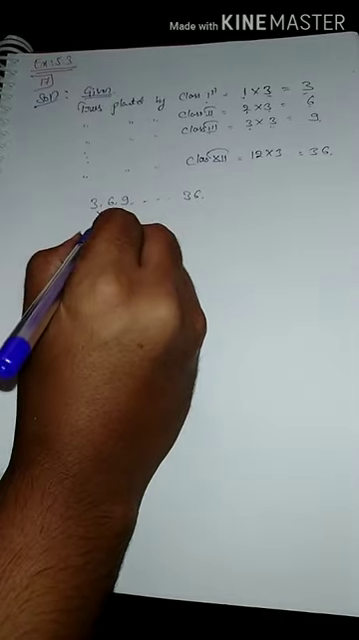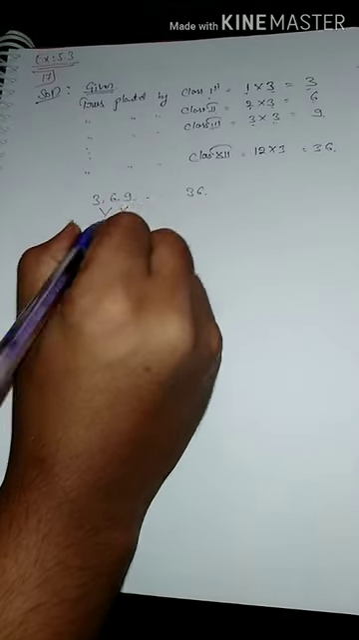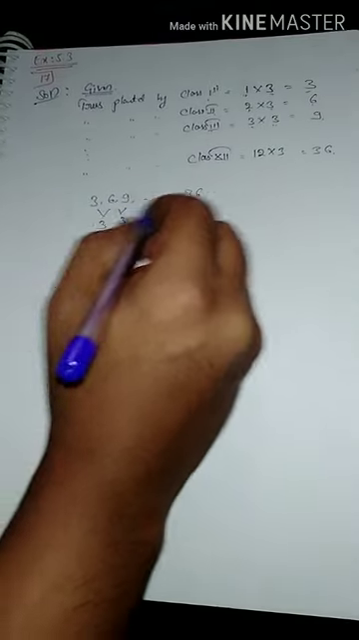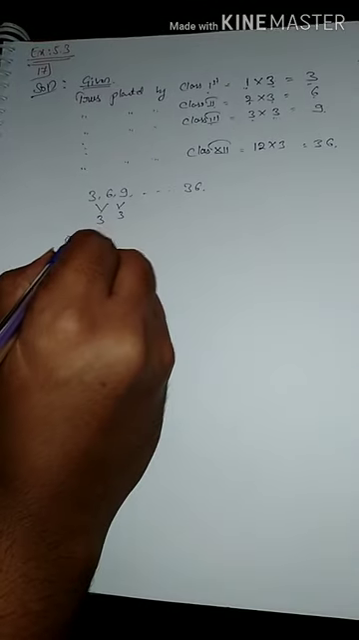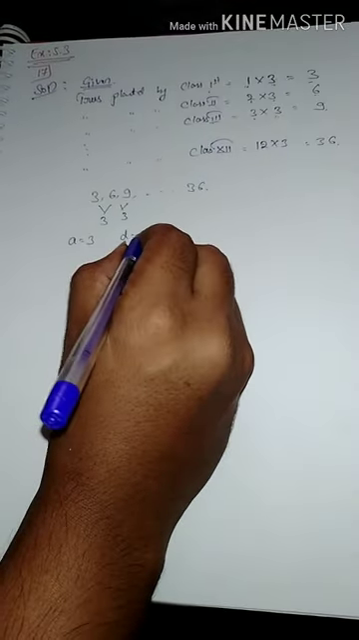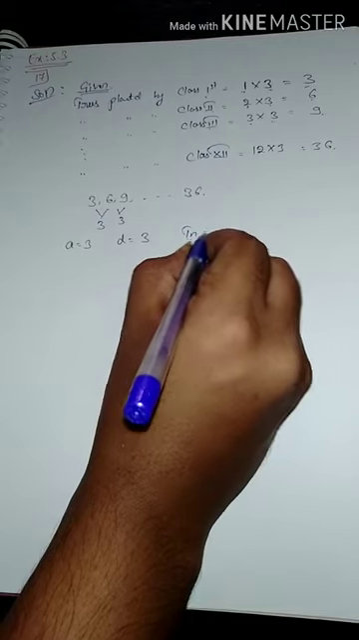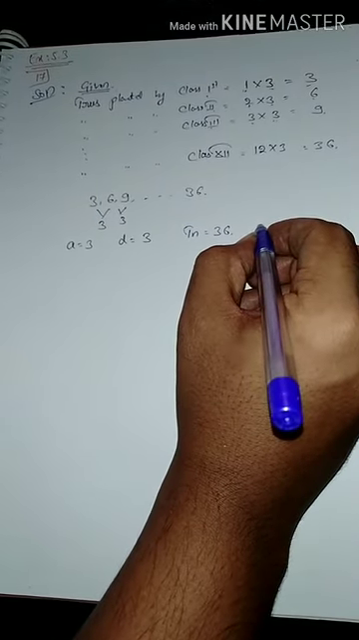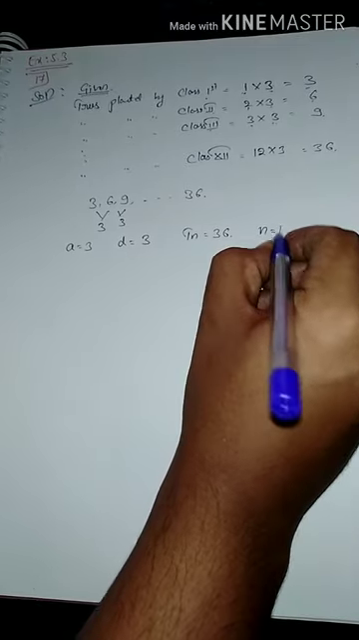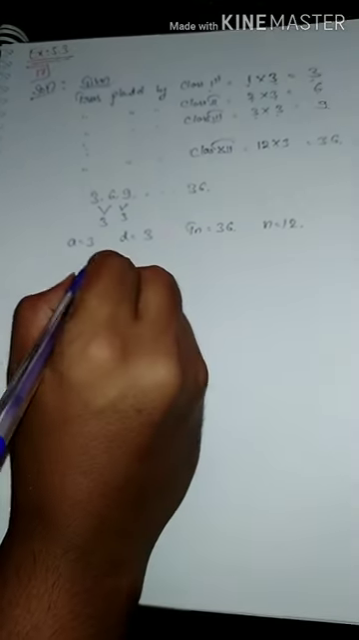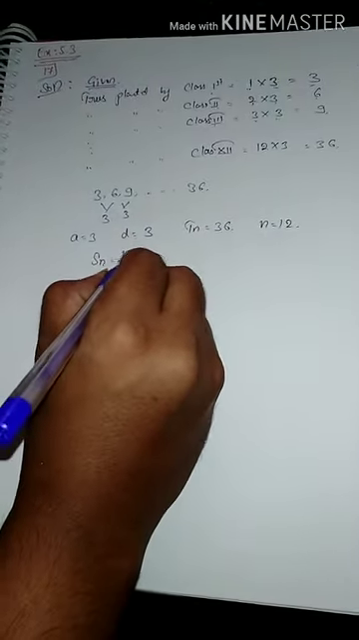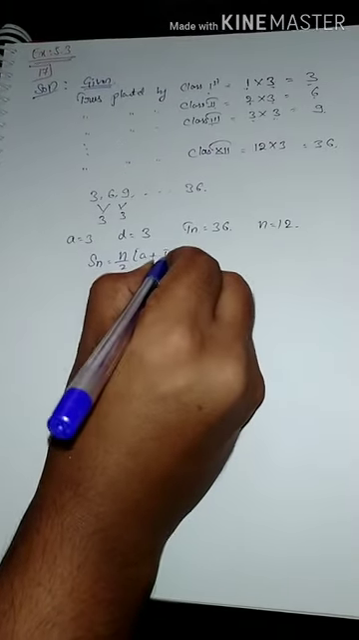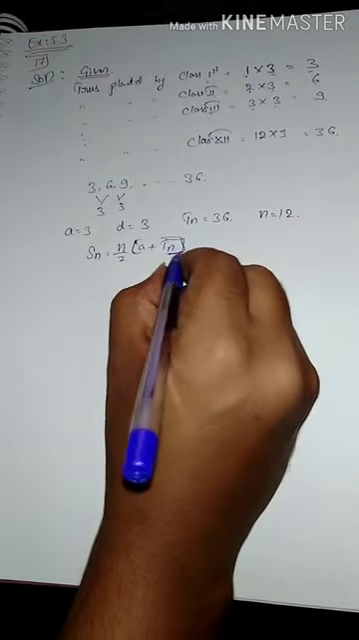Here 6 minus 3 is 3, 9 minus 6 is 3. Since the difference is same, it is an AP. And here A is equal to 3, D is equal to 3, and the last term Tn is equal to 36. And total how many classes are there? So total number of classes are 12. N is equal to 12. So we can use the formula Sn is equal to n by 2 into (A plus Tn). It is the formula for the sum of n terms of an AP when the last term is given.